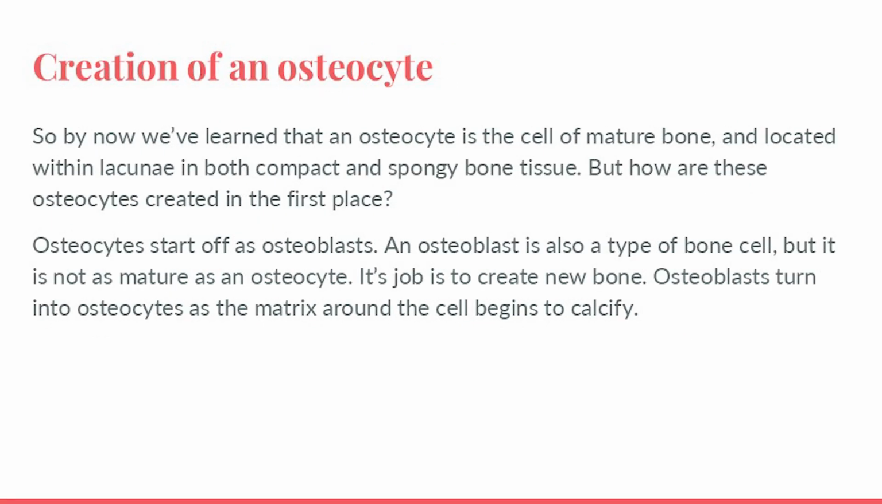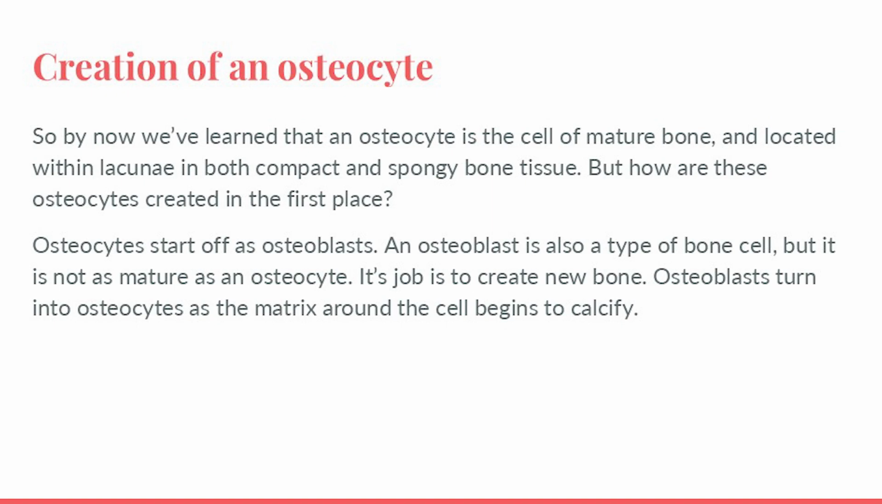So now that we've learned that an osteocyte is the cell of a mature bone and is located in both compact and spongy bone tissue, you might be wondering, how are these osteocytes created in the first place? As we just said, osteocytes are mature bone cells, but they start off as osteoblasts. An osteoblast is also a type of bone cell, but it is not as mature as an osteocyte. Its job is to create new bone. Osteoblasts eventually turn into osteocytes as the matrix around the cell calcifies, locking them in. They're not able to serve their purpose anymore. They become osteocytes.